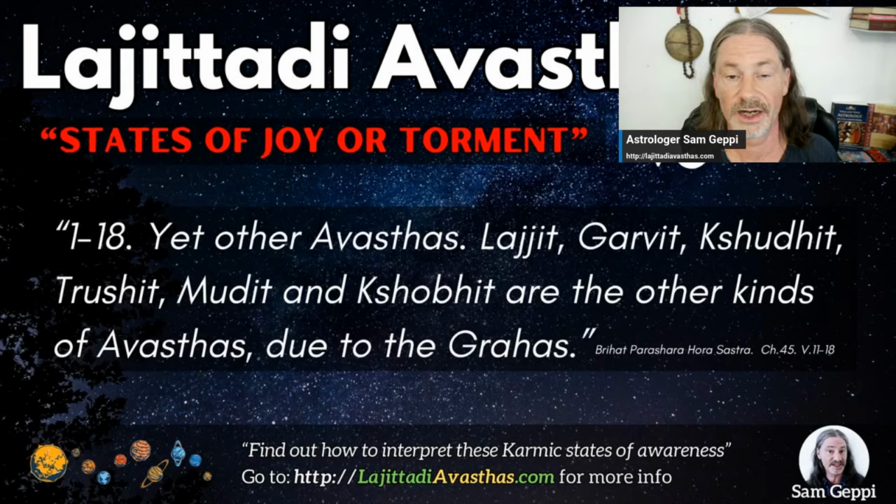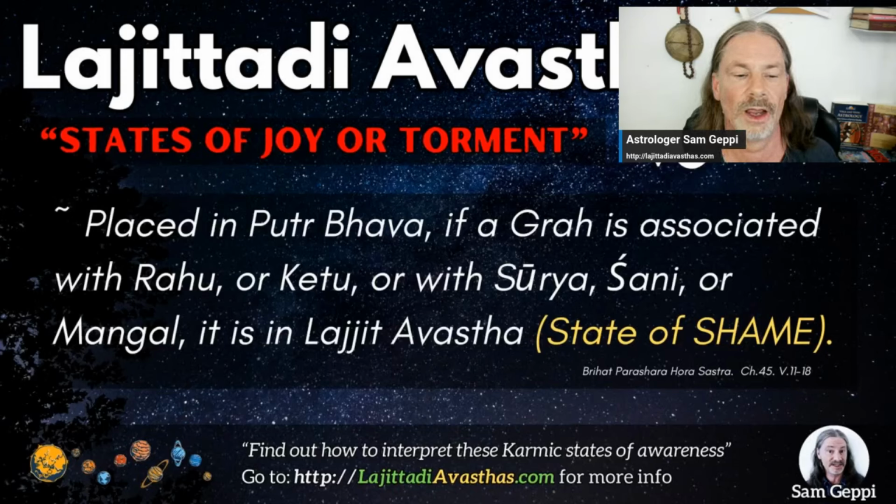It says, yet other Avashtas, because he starts talking about the first three, and then he gets to Lajittadi Avashtas, or four. It says, yet other Avashtas, Lajit, Garvit, Kshudhit, Trushit, Mudit, and Kshobhit are the other kinds of Avashtas due to the Grahas. And then it says, placed in Putrabhav, if a Graha is associated with Rahu or Ketu or Surya, Shani, or Mangal, it is in Lajittadi Avashta state of shame.